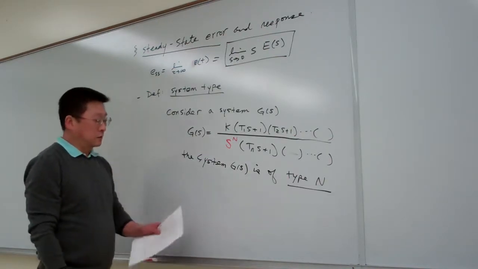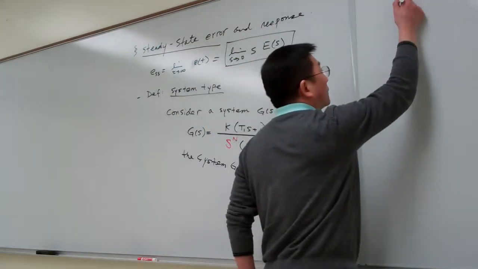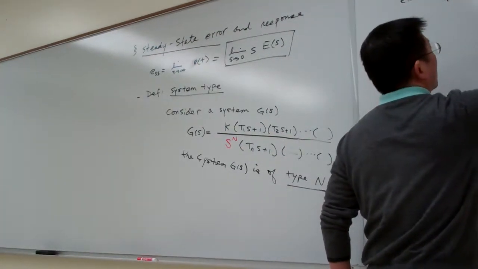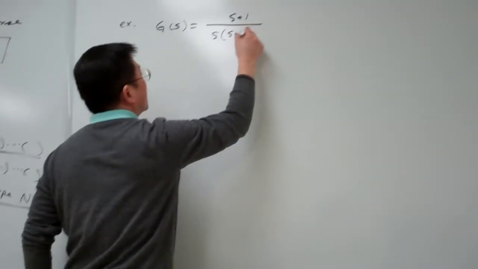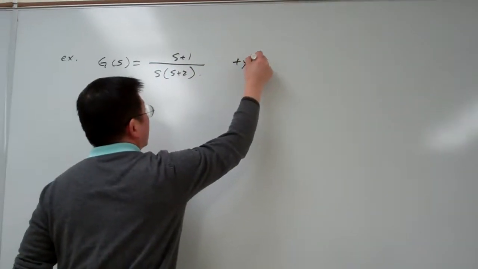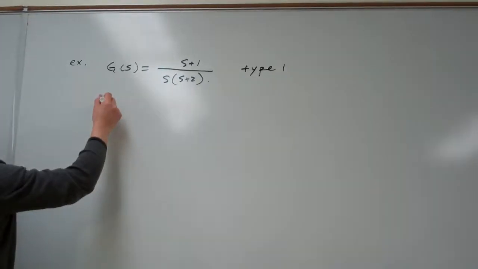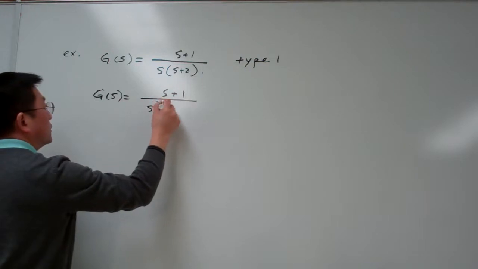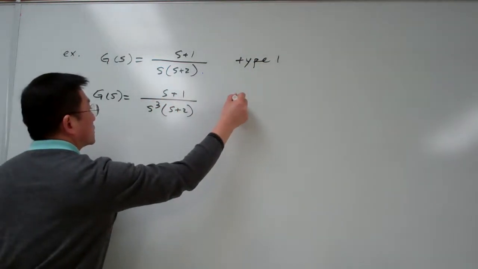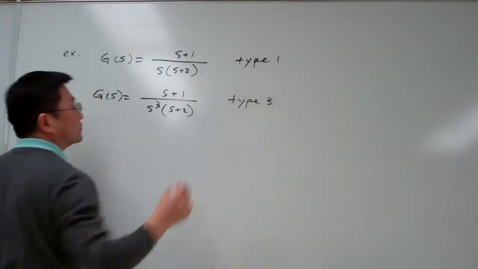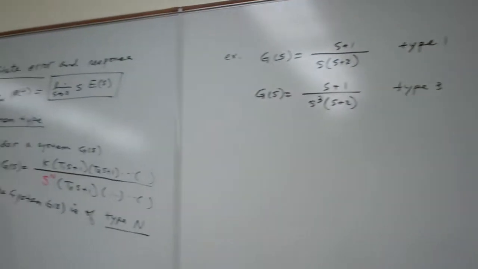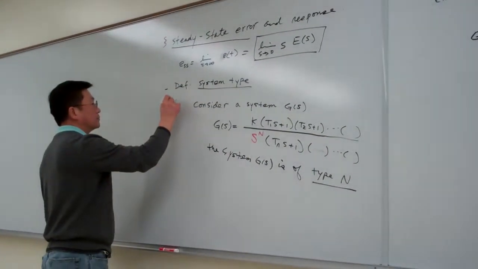Okay, so an example is this. If G(s) equals (s plus 1) over s(s plus 2), then basically that is a type 1 system. And for example, G(s) equals (s plus 1) over s cubed (s plus 2). So basically this is a type 3 system. Okay. So that is the definition of the system type. So that is definition 1.